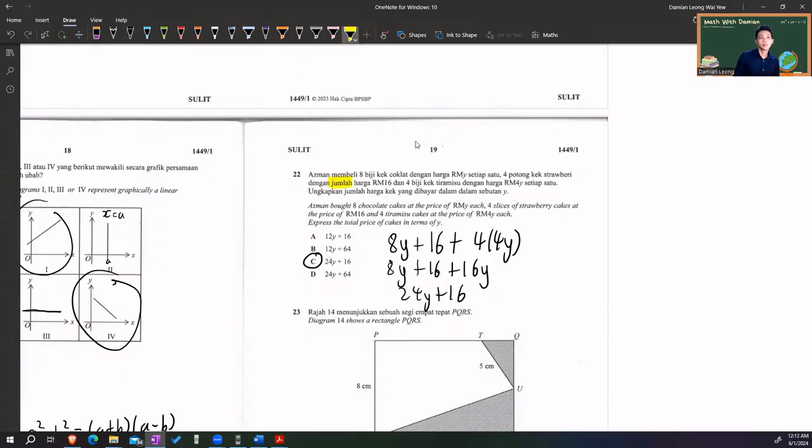Ya, mereka katakan 4 potong kek strawberry dengan jumlah harga 16. Sebab itu, kami hanya kira 16. Bukannya setiap satu potong kek. Okay, tapi 16 ialah bagi 4 potong kek itulah. Okay.